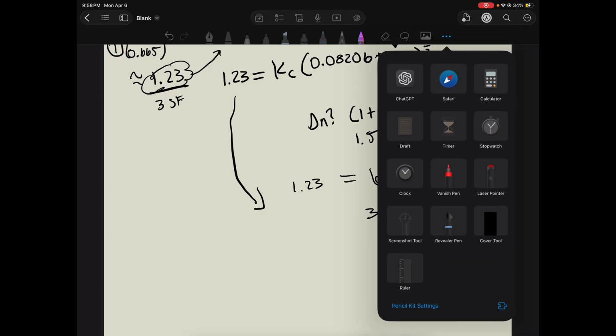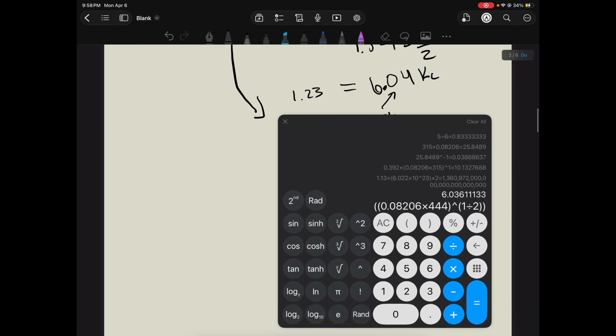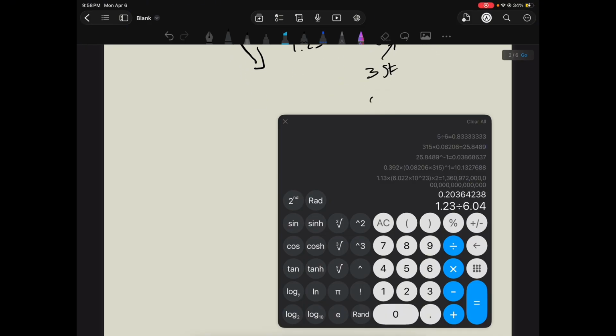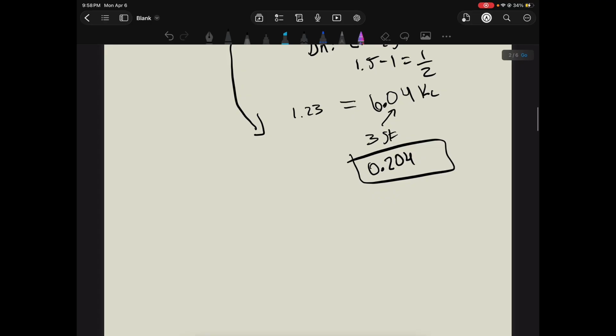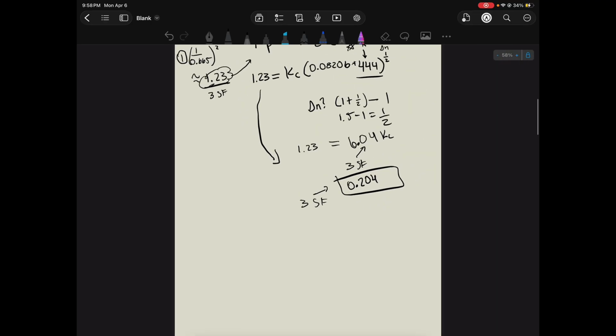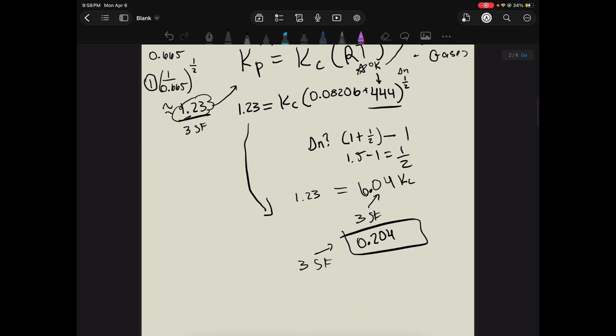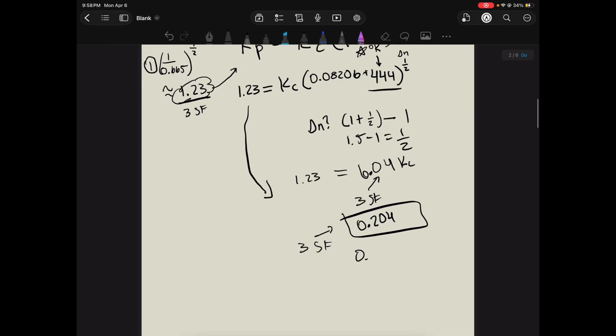Then all we have to do is simply divide to solve for Kc, where we do 1.23 divided by 6.04, which gets us a value of about 0.204, which would be our final answer here, and we are using 3 sig figs again. It's a Kc value, so there are not exactly any units for it. It's just a constant. 0.204 would be our final answer for Kc.